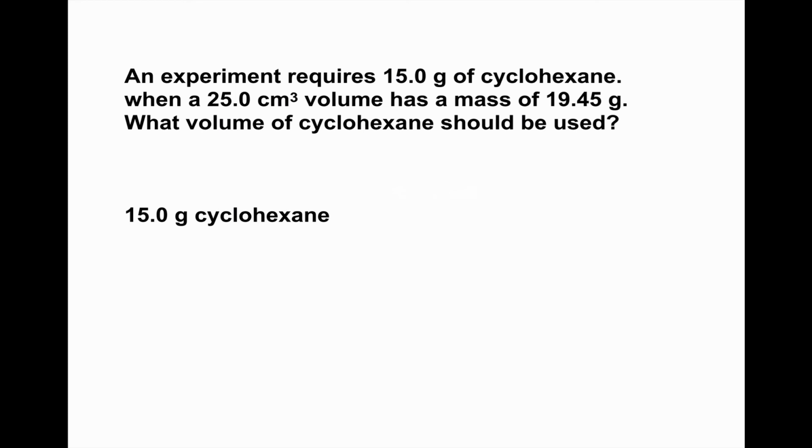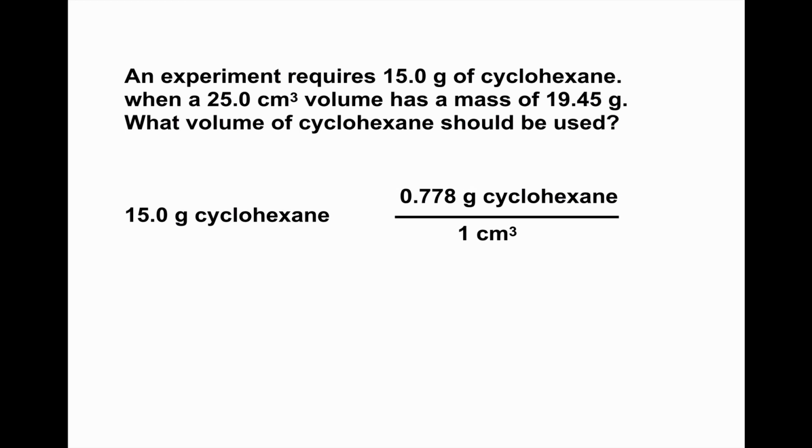Write down what's given, right? You're given 15 grams of cyclohexane, and they gave you a way to find the density. So we did that in the last problem. We figured out what the density is. For every 1 cubic centimeter, I have 0.778 grams of cyclohexane. So they want to go convert from grams to volume.